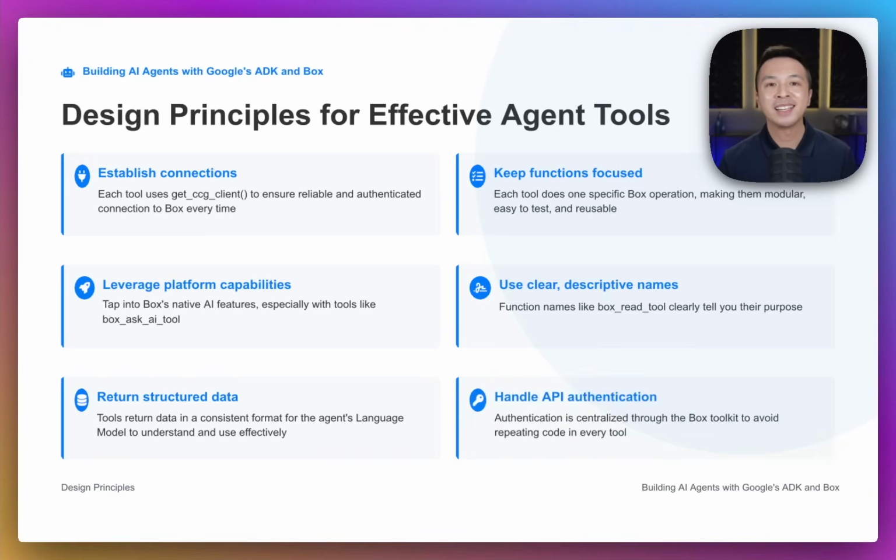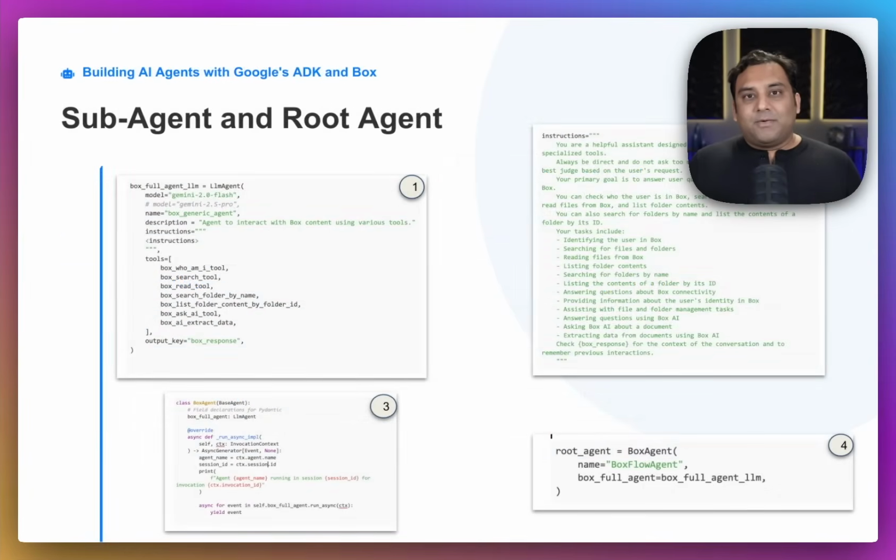And lastly, handle API authentication. Authentication is centralized through the Box toolkit, so we don't need to repeat authentication in every single tool. Thanks, Andrew. So you have just seen how to create the foundational tools that connect our agent to Box.